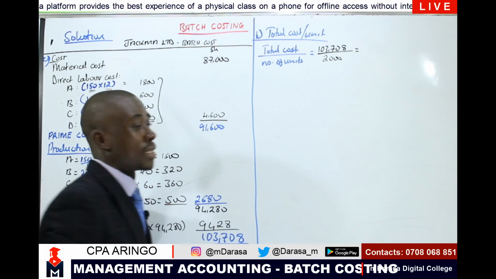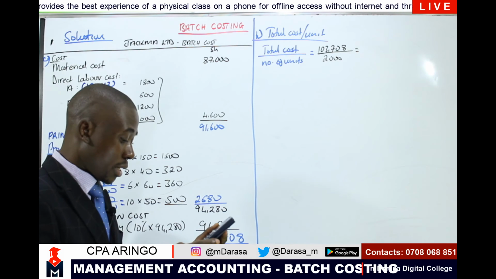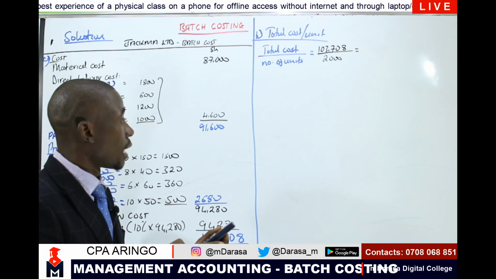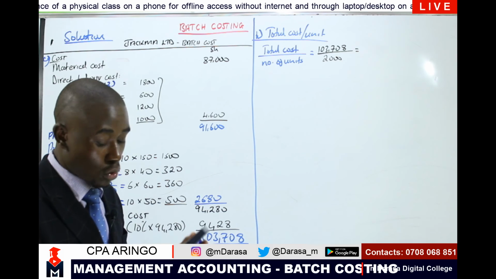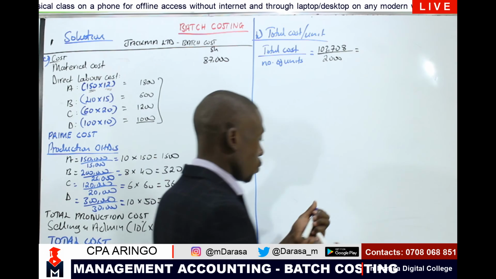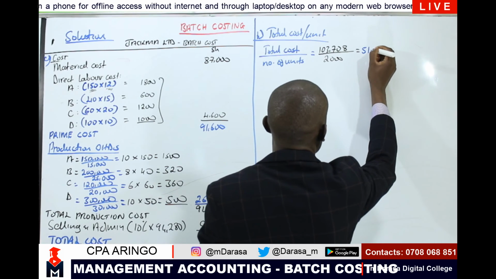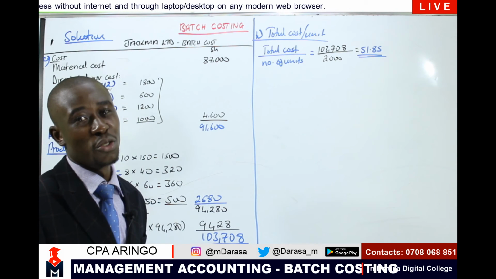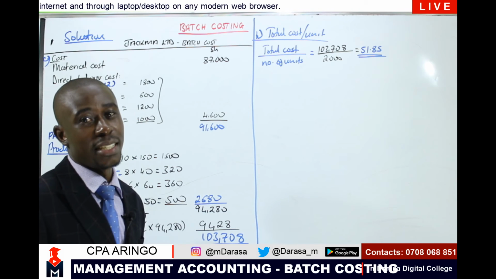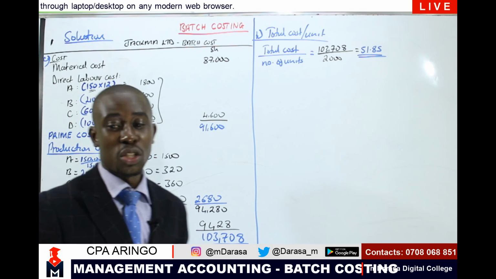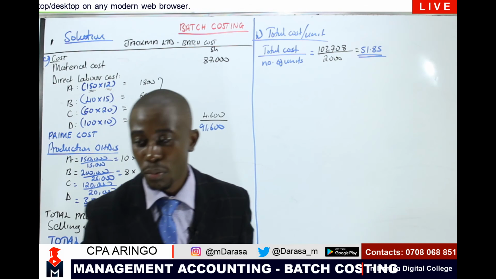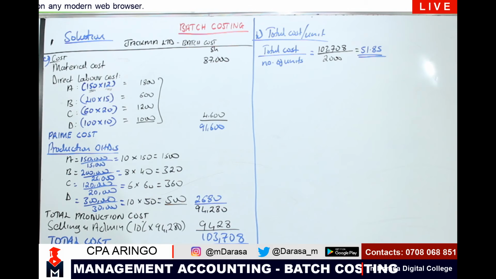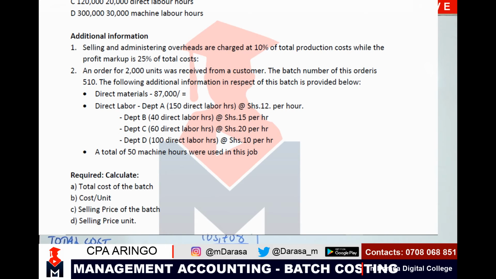The next question, what was the next question? You are told to prepare our cost per unit. I know that will be simple. Now that will be very simple, because to prepare the total cost per unit, I've already determined our total cost. So it's just upon us to identify the number of units. So part A, we are done. Part B of the question, we are told to determine the total cost per unit.